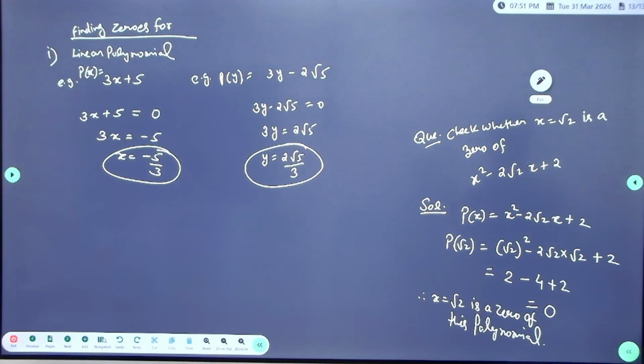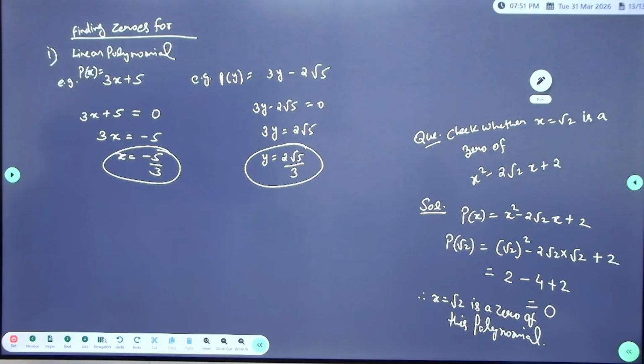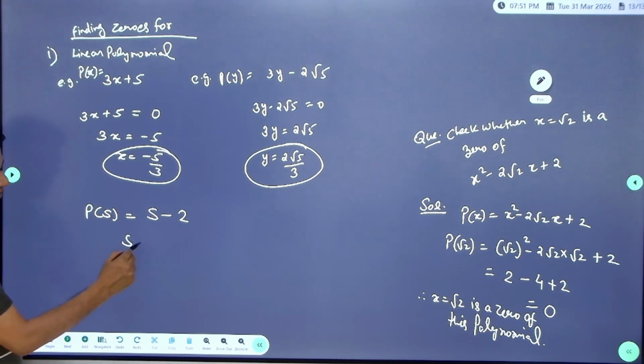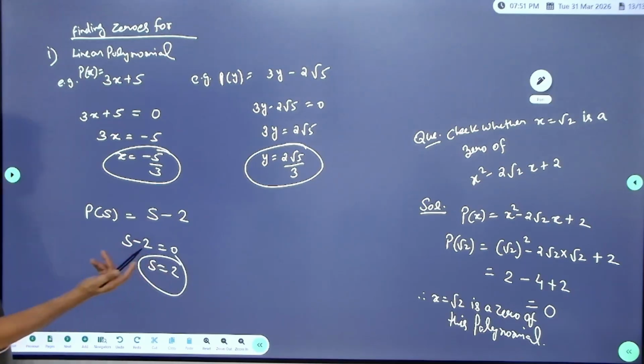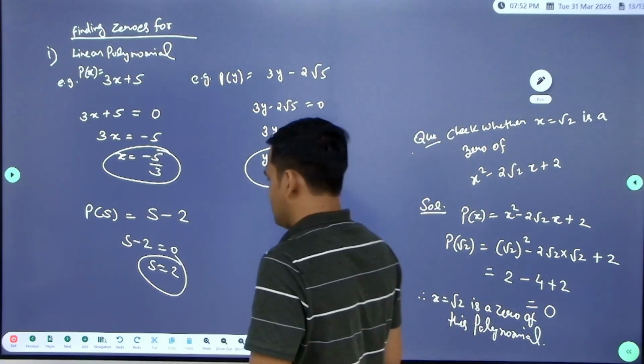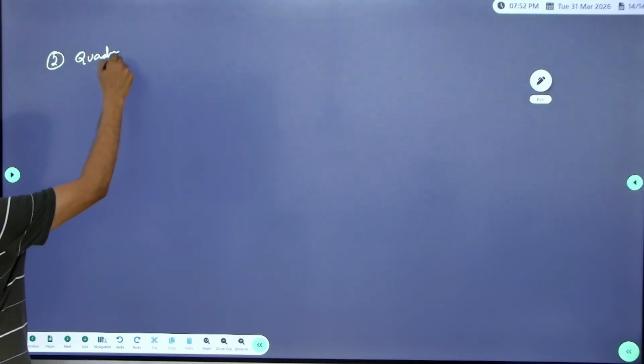Got it everybody? Now we are moving to quadratic polynomials because this is very easy. In the case of linear, there is nothing more: equate to 0 and find the value of x or y, whatever the variable. The variable can be z also, or t, u, s. Anything can be a variable. Suppose I write P(s) equal to s minus 2. In this case, we have to find the value of s. s minus 2 is equal to 0, so s is equal to 2 is the zero of this polynomial. The next one is the quadratic polynomial. Finding zeros in a quadratic polynomial.